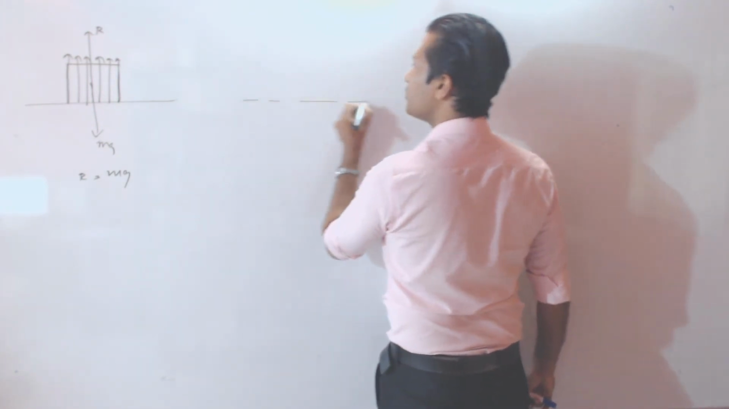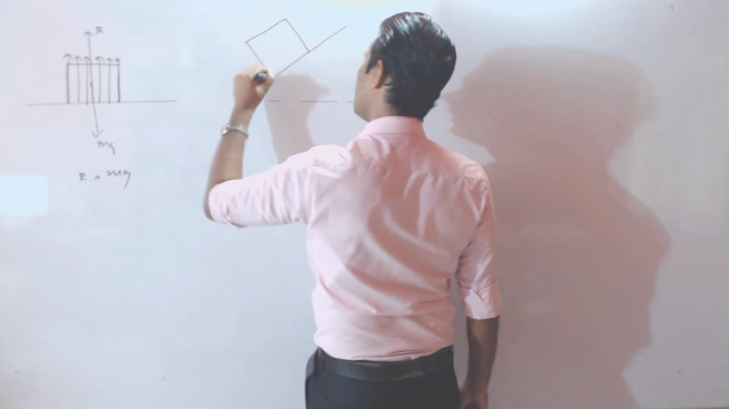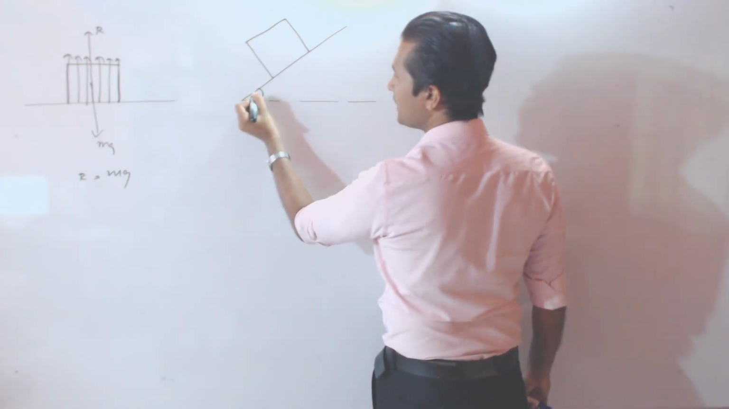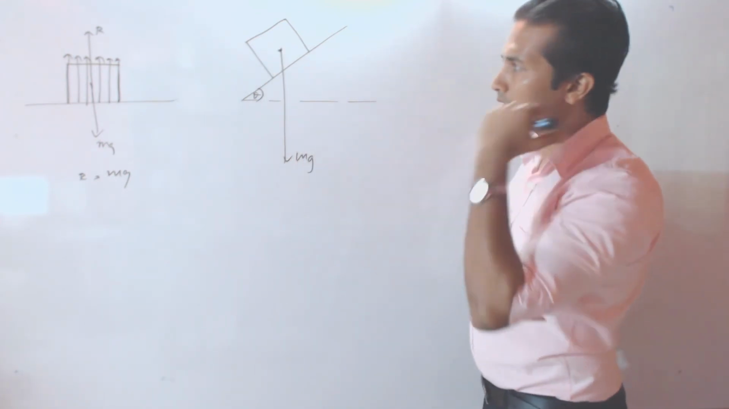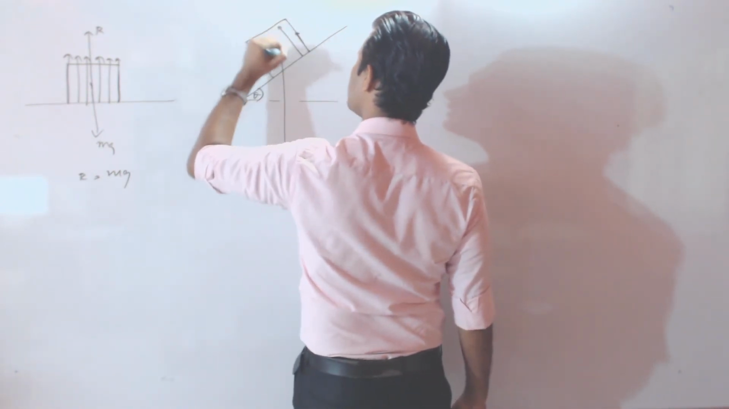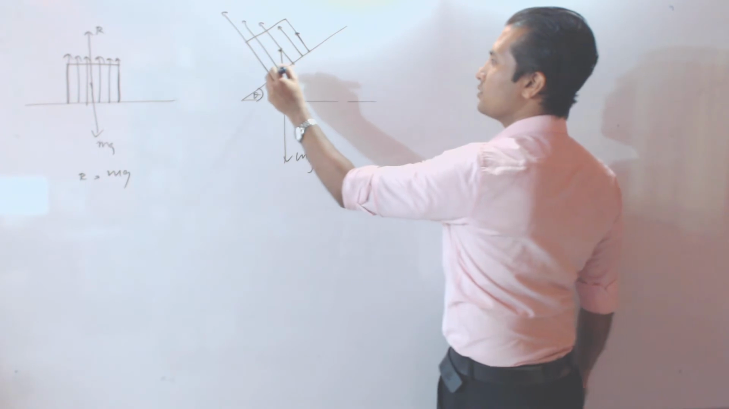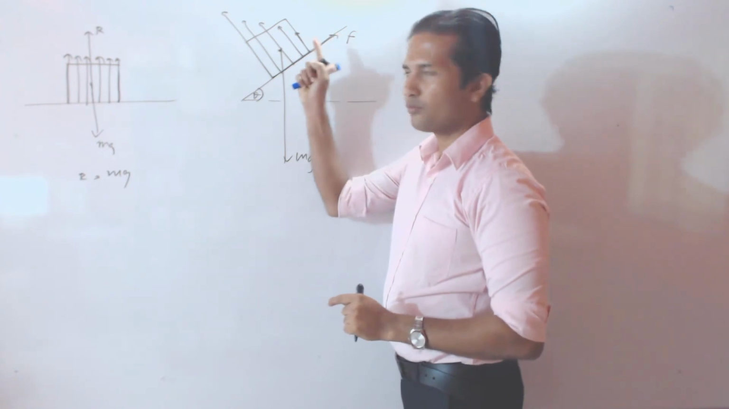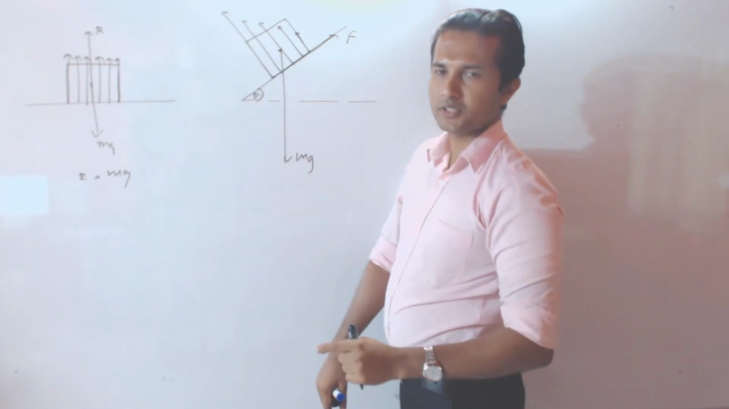Now we have to consider the plane is inclined at an angle of theta. The weight is there, but you can't take the normal reaction as the same. The normal reaction varies just like this, and there is a friction also. My question is, what would be the line of action of this normal reaction?